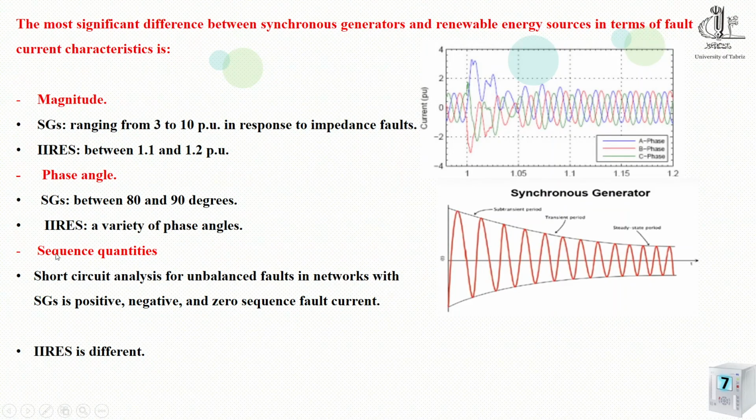Now, about the sequence quantities. Short circuit analysis for unbalanced faults in networks with synchronous generators, we know, involves positive, negative, and zero sequence fault current. But with an inverter-interfaced renewable energy source, it is different.